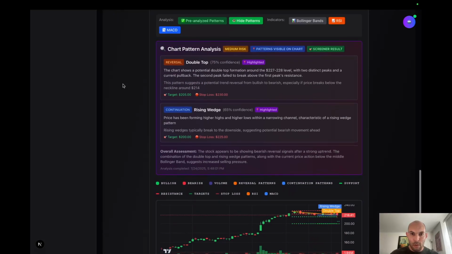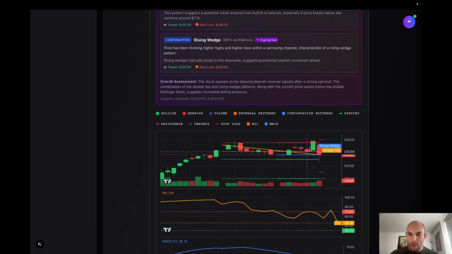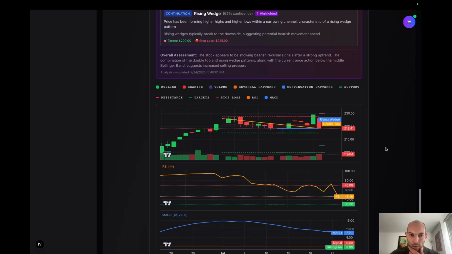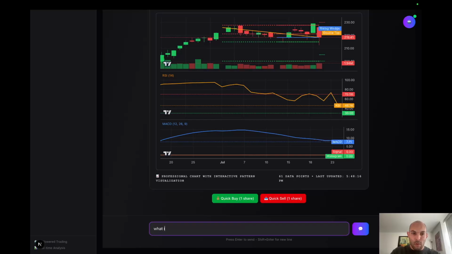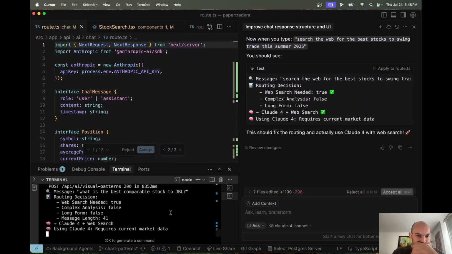Okay, cool. Right there. Rising wedge and a double top. Okay. What is the best comparable stock to JBL? Web search needed true. Okay.